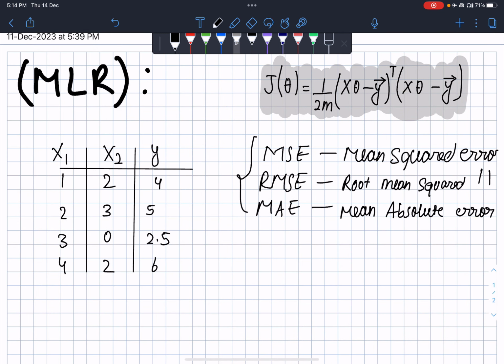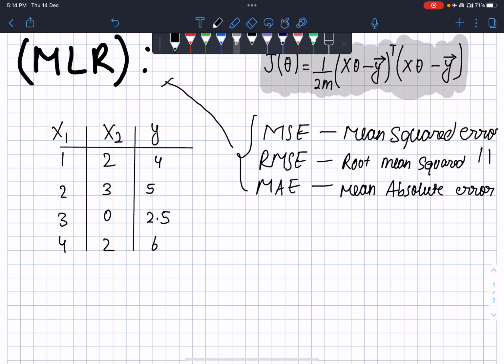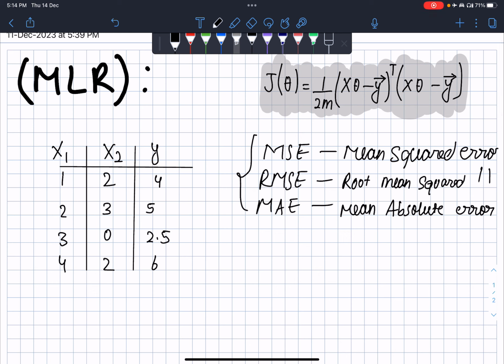We can use all of these in multiple linear regression, sorry, multivariate linear regression also. But the computational cost is very high, and it takes a lot of computational power to calculate things. So we found a simpler way which calculates the same thing in less time and with much less expenditure.